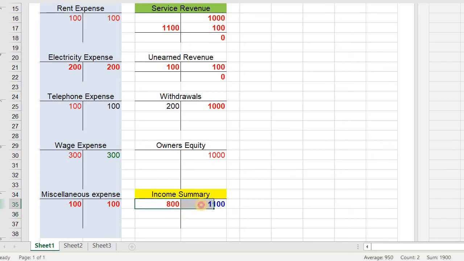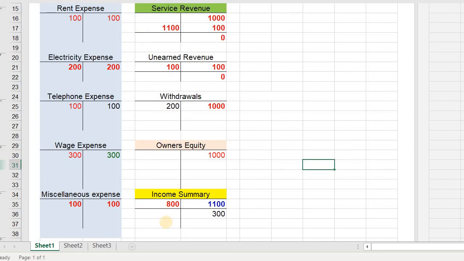So our income summary account, if we figure out the balance, has a balance of $300 in it. That represents our net income for the year. Who gets it? I'll tell you who gets it. The owner gets it. So let's take the money out of income summary and move it to the owner's equity account.